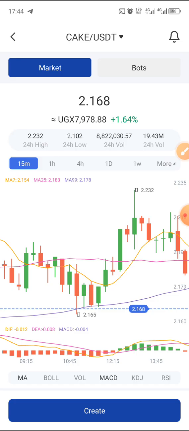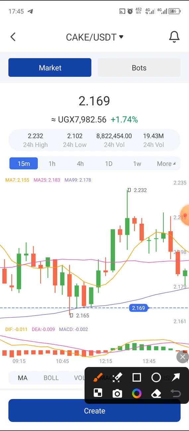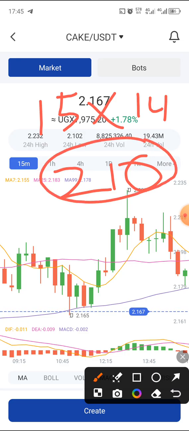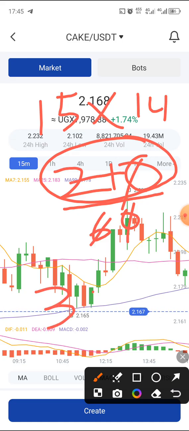So if there are 14 candles, remember, each candle is taking 15 minutes to open and close. So that means 15 times 14. It will give us something like 210. So these are minutes, 210. If you want to get hours, you divide 210 by 60. Something like 3.5 hours.